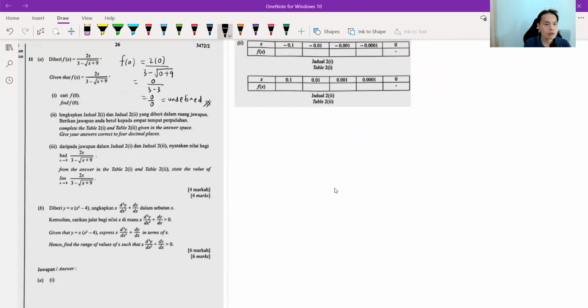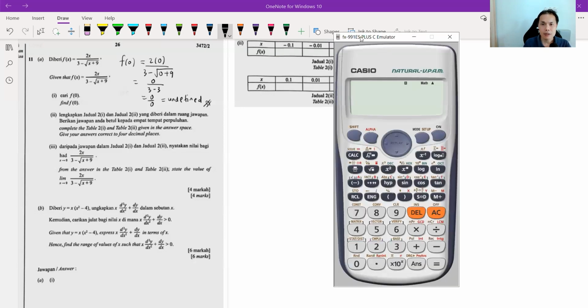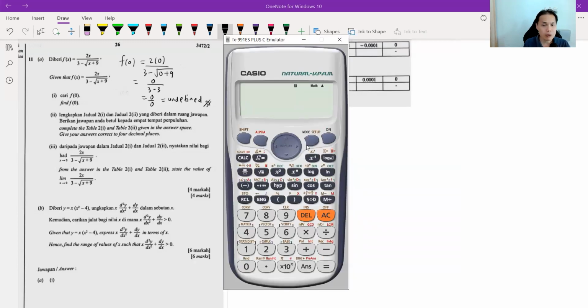We want to complete the table. Okay, so this part is an easy part. Yeah, this is the part of limit, but it's a bit annoying because you need to key in one by one. So I hope you guys know how to use the function here in your calculator. Let me just show you here.